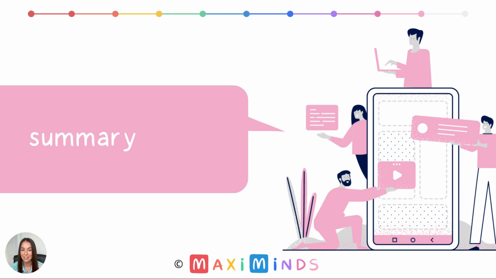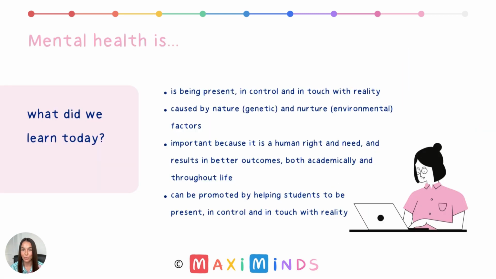What I'll go through now is a summary of what we did today. So at a high level, mental health is 3 things that we define as being present, in control, and in touch with reality. So those 3 dimensions which orient children in a person dimension, in a time dimension, also a space dimension, can help them be focused and help actually also improve things like concentration and problem solving and ability to be less distracted in class.